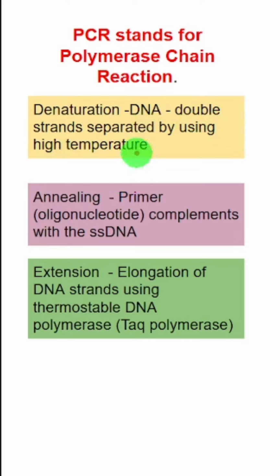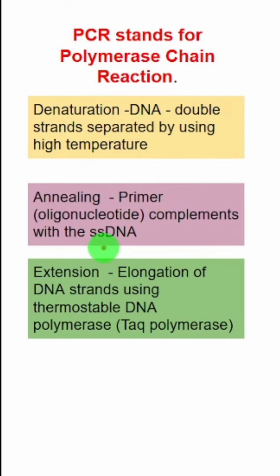separate. Okay, so the sugar phosphate bonds are not broken, only the hydrogen bonds between the nitrogenous bases. Adenine pairs with thymine with 2 bonds and guanine with cytosine with 3 bonds. So high temperature only breaks hydrogen bonds, resulting in single-stranded DNA.